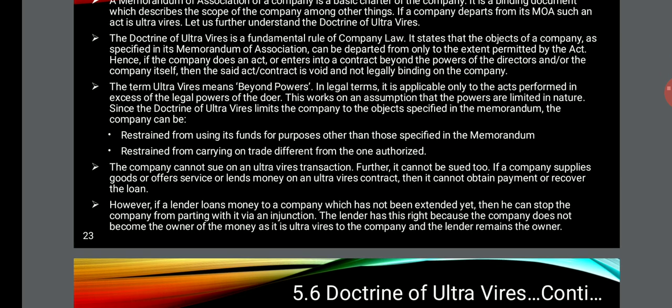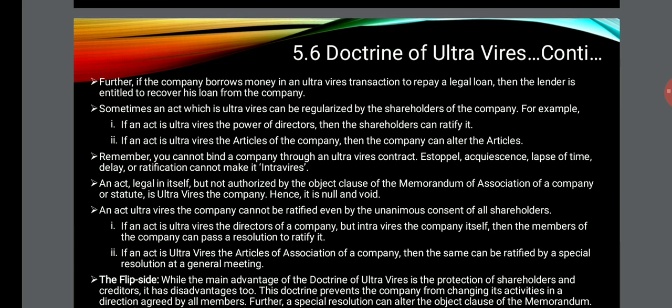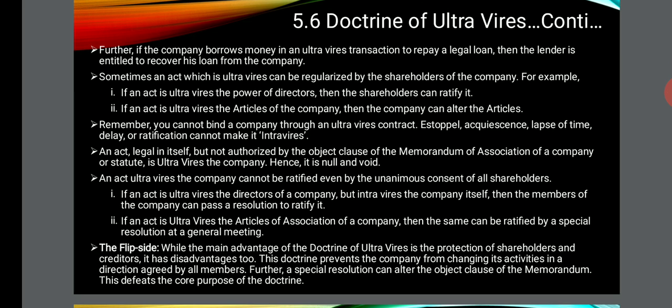However, if the lender loans money to the company which has not been expended yet, then he can stop the company from parting with it via an injunction. The lender has this right because the company does not become the owner of the money as it is ultra vires to the company, and the lender remains the owner. Now, doctrine of ultra vires. Further, if the company borrows money in an ultra vires transaction to repay a legal loan, then the lender is entitled to recover this loan from the company.